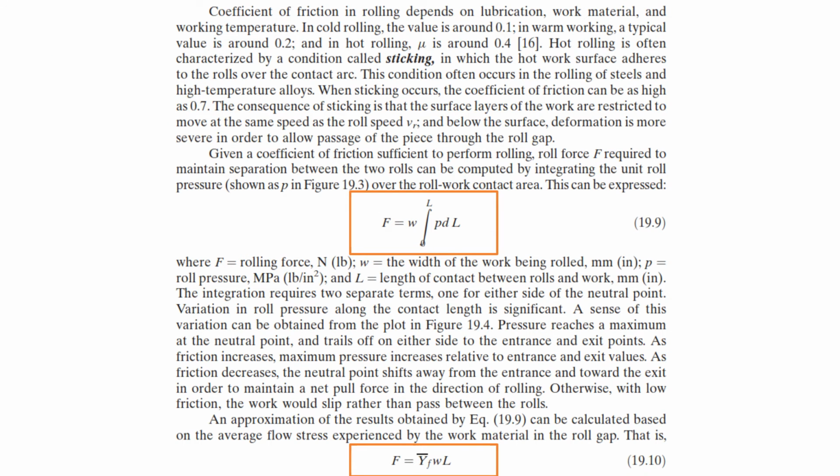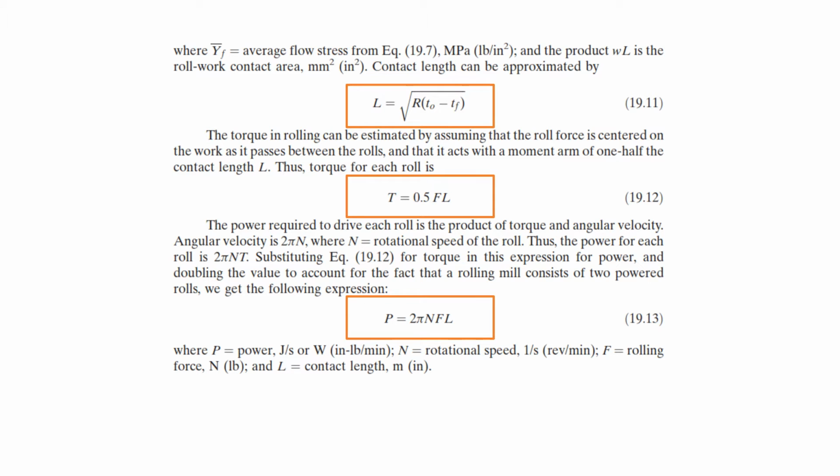Apart from that, the force that is supposed to be applied to the roller for rolling can also be derived. F, the force, can be calculated using the average flow stress times W times L. Now we are going to see how the L is calculated. As we already saw in the diagram before, L is the contact length. The contact length is calculated by the square root of R times the bracket T naught minus TF, so you will get the value for L.